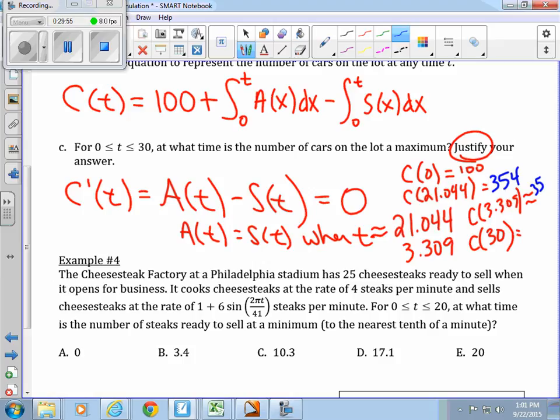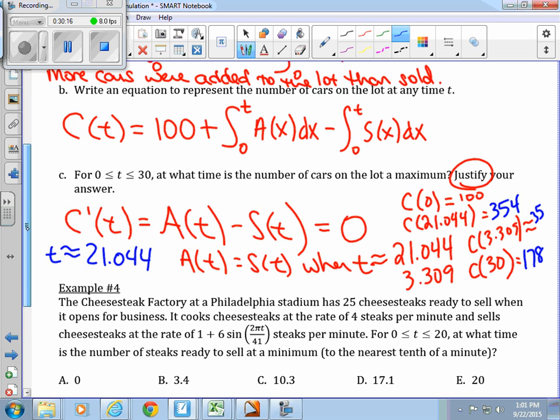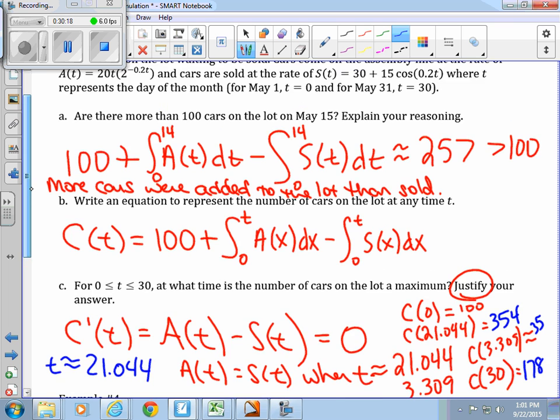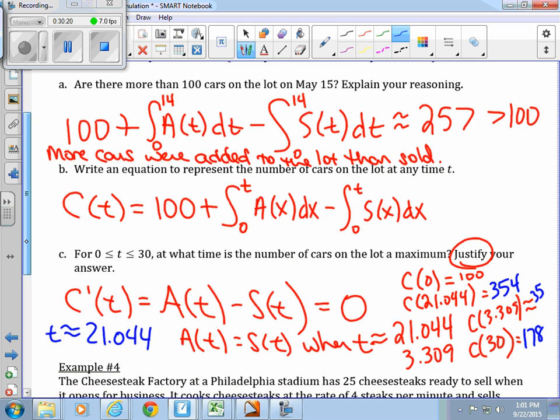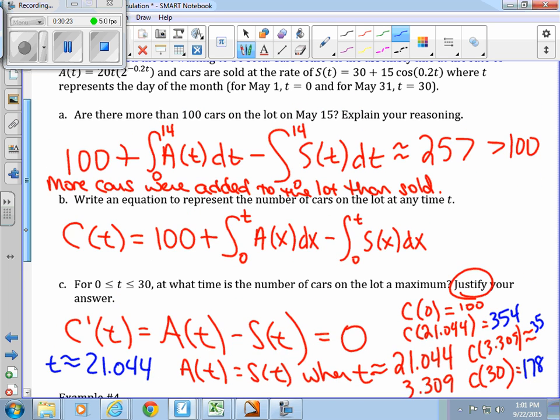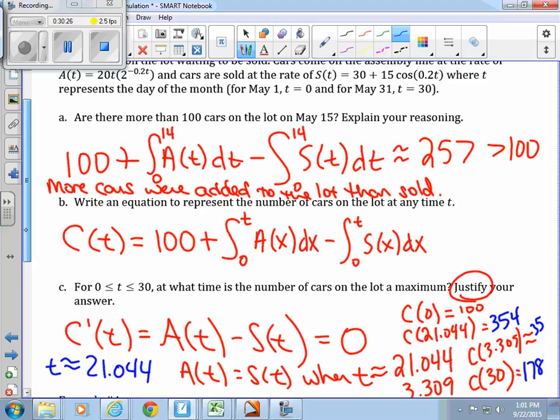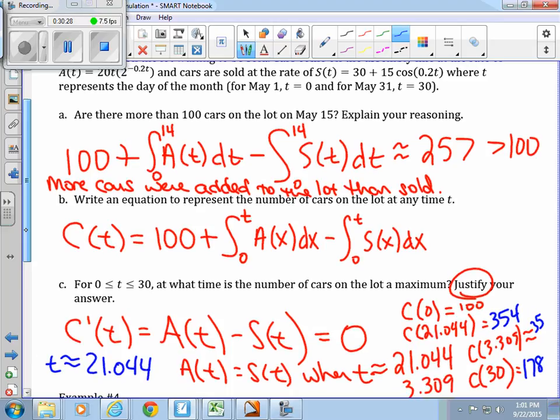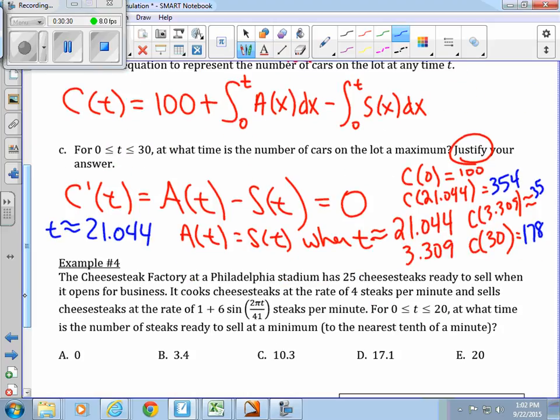And C of 30 was, so, at what time is the number of cars on the lot a maximum? T is approximately 21.044. Now, just for mental note, it didn't ask, but what does that mean? May 20th, like 2 a.m. in the morning. Almost, wouldn't it be May 22nd? So it would be May 22nd, right?